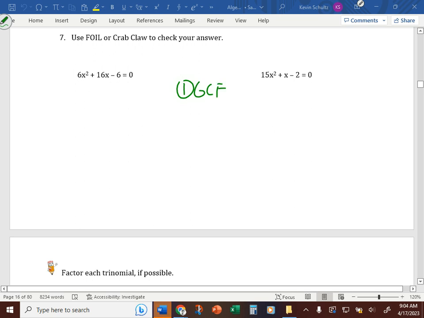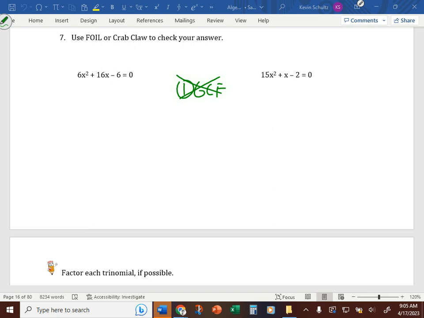What's the GCF of 15, 1, and negative 2? Remember that x is a coefficient of 1. There isn't one, right? So guess what? We don't have to do step 1. If there's no GCF to factor out, there's no GCF to factor out. Okay? GCF stands for greatest common factor. We're doing this one here. The GCF of 15, 1, and negative 2, there isn't one.